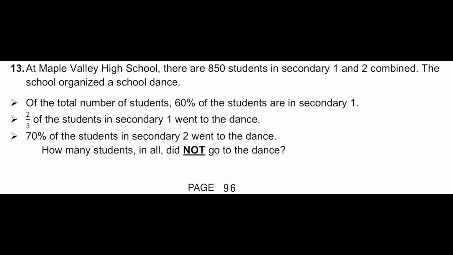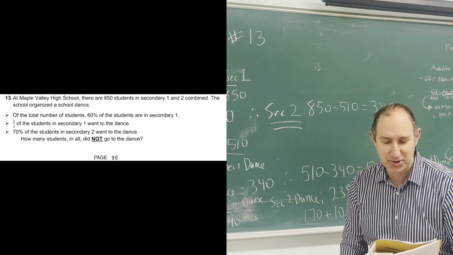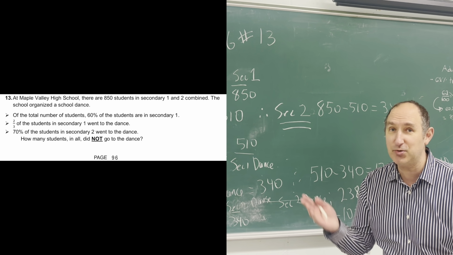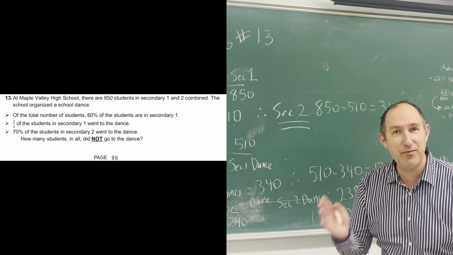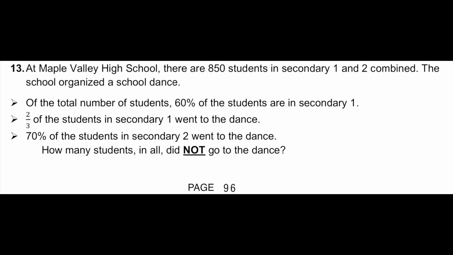Pay attention. At Maple Valley High School, there are 850 secondary students in secondary 1 and 2 combined. The school organized a school dance. How lovely is this? We've got another school dance. Bring on your dancing shoes. Of the total number of students, 60% are in secondary 1. 2/3 of the students in secondary 1 went to the dance. 70% of the students in secondary 2 went to the dance. How many students in all did not go to the dance?